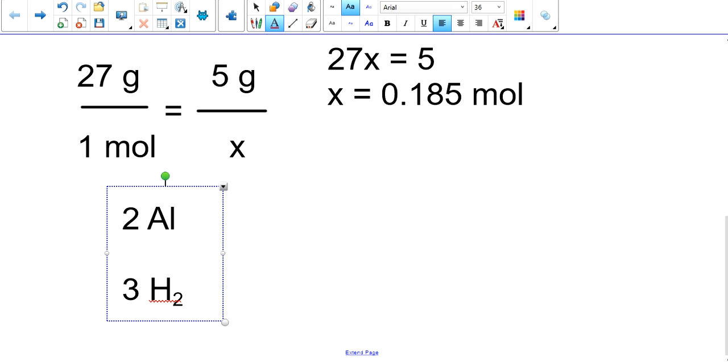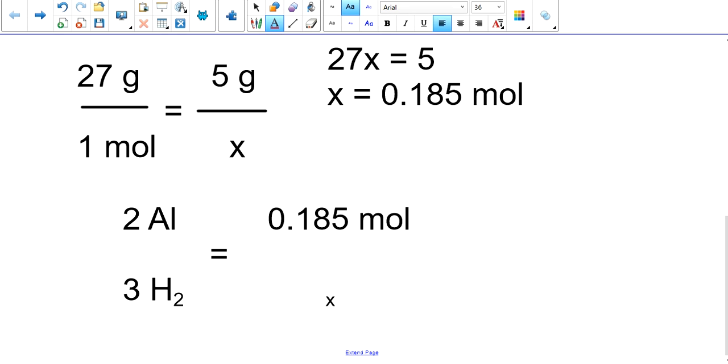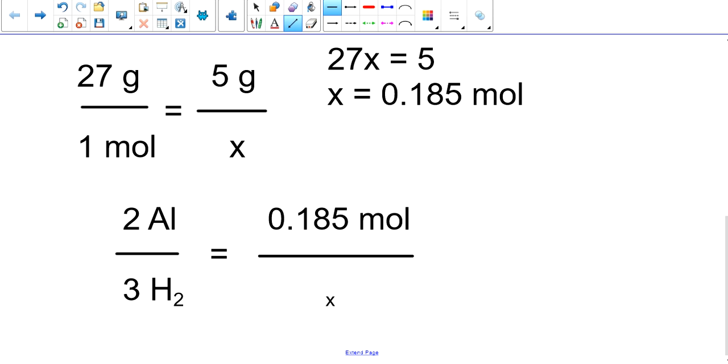That is going to be equal to, and again, imagine there's a division sign there. Well, in this problem, I just figured out that I'm losing 0.185 moles. Well, how many moles of hydrogen are there? Well, gosh, I don't know. I call that x. Little x, I guess. And here's my proportion. Now, how do I solve for that?